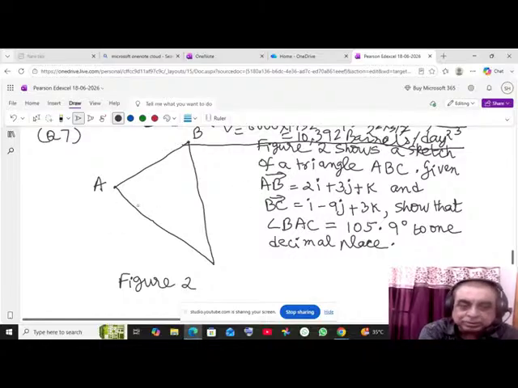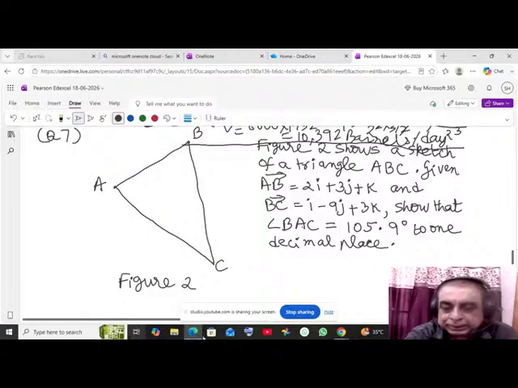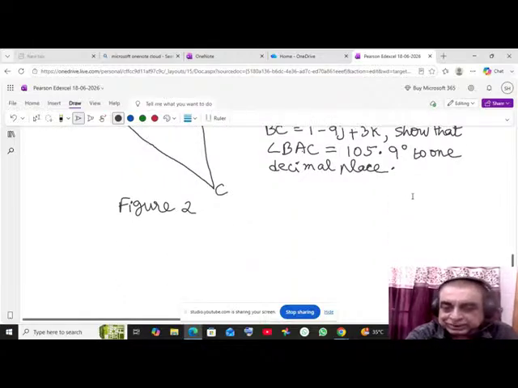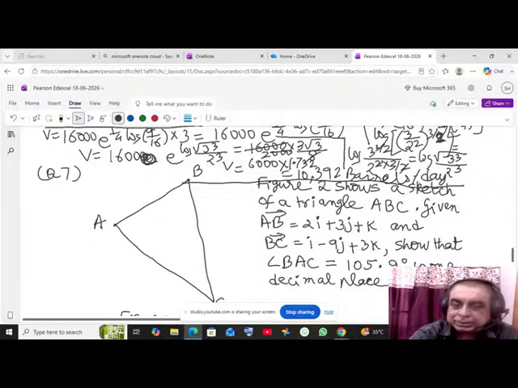Figure 2 shows a sketch of the triangle ABC. This is the triangle given in the question. There is one triangle sketch given, and A, B, C are the corner points.